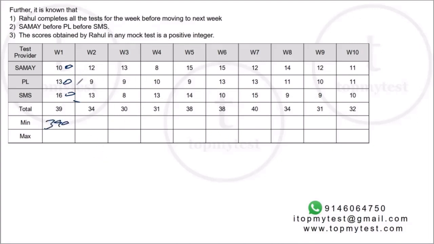What will be the maximum? The maximum value will be, if this becomes 109, this becomes 139, this becomes 169. So add 9, add 9, add 9. So add 27 to this. 390 plus 27 will be 417. Similarly, this total will be 340. Add 27, so 367. This will be 300. Add 27, that will be the maximum, 327. This will be 310. Add 27, this will be 337. This will be 380. Add 27, 407. And so on, we can do it.